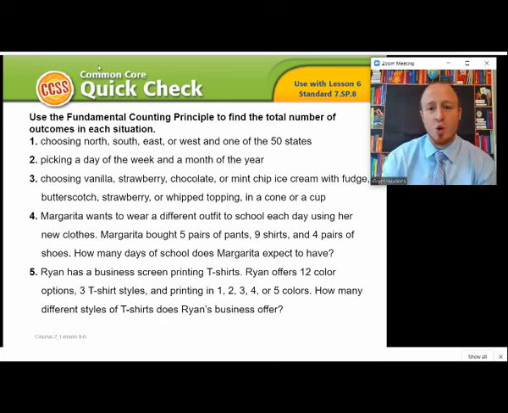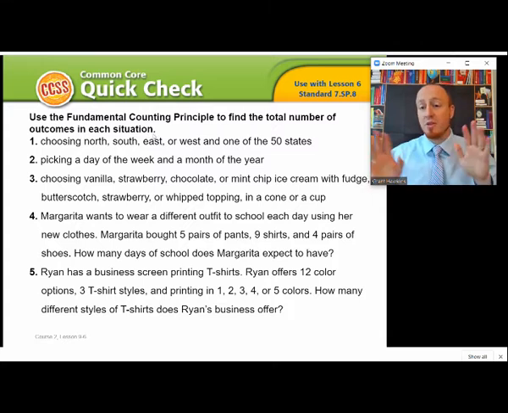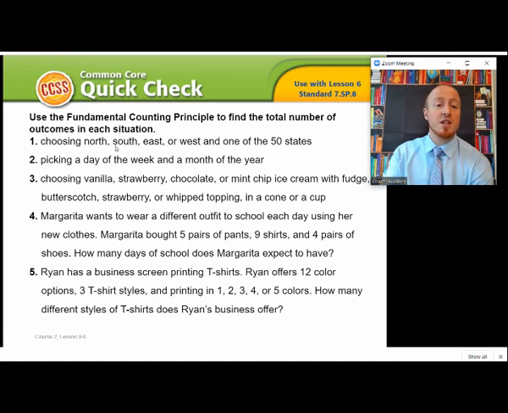So, number one, choosing north, south, east, or west and one of the 50 states. How many outcomes are there for choosing north, south, east, or west? 4. How about one of 50 states? 50. So that would be 4 times 50. Okay, so you could choose North Georgia, or East Wisconsin, or even South Hawaii. So 1 out of 200 would be the probability of randomly choosing one, but all it says is find the total number of outcomes, so we don't need to find any probability. There'd be 200 outcomes in number 1.